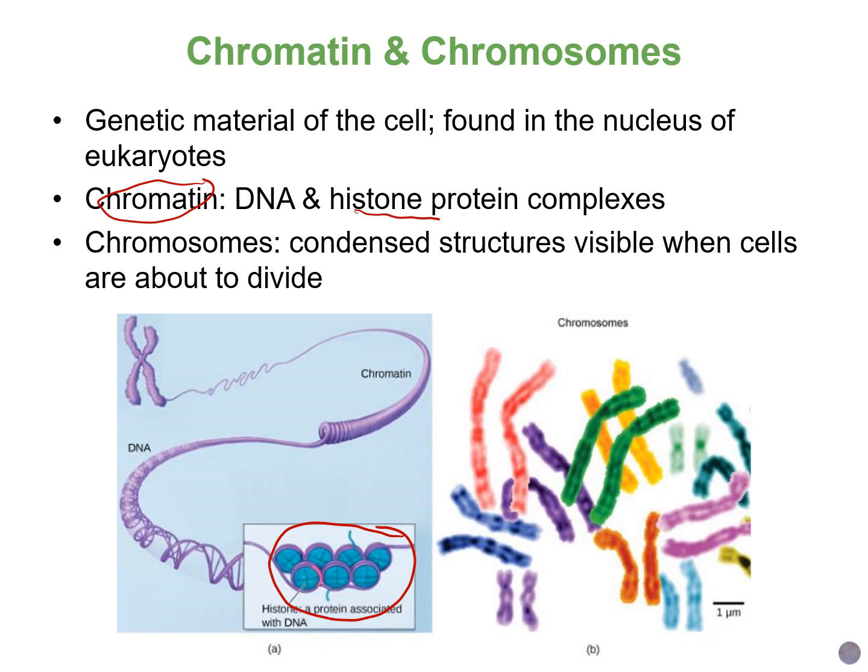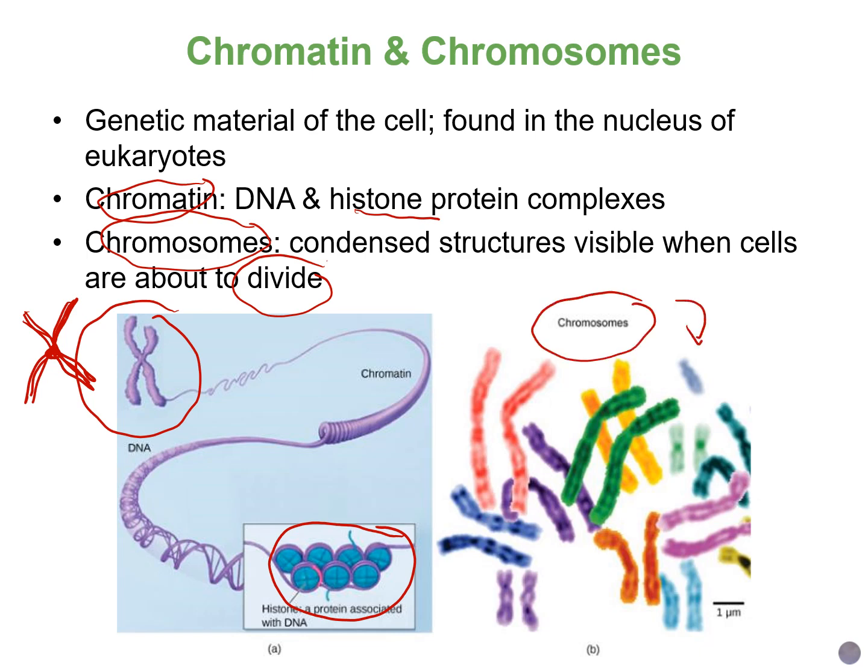But right before cells are about to divide, they condense even further into structures we call chromosomes. So here is a picture of a chromosome and an identical copy attached to it at the center. And we'll learn more about this in the genetics component. And I can see many types of chromosomes here on the right.